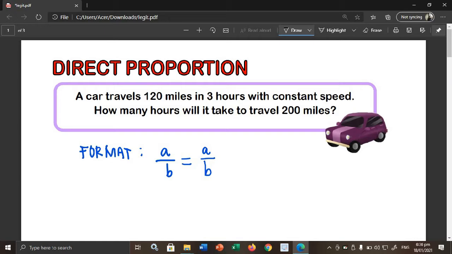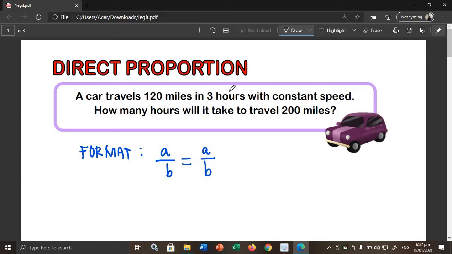Let's analyze the problem first. When you solve real-life problems, we need to analyze. When he drove 120 miles, it took him 3 hours. What if the distance he will drive is 200 miles? In short, the distance he needs to drive increased, from 120 to 200 miles. So we expect the time, or the hours, to also increase, of course, because the distance he will drive increased.